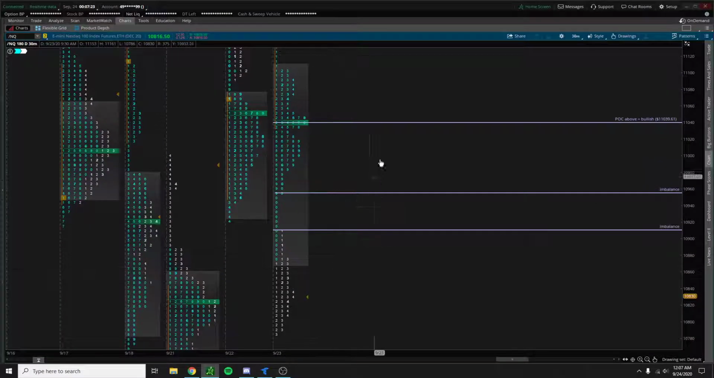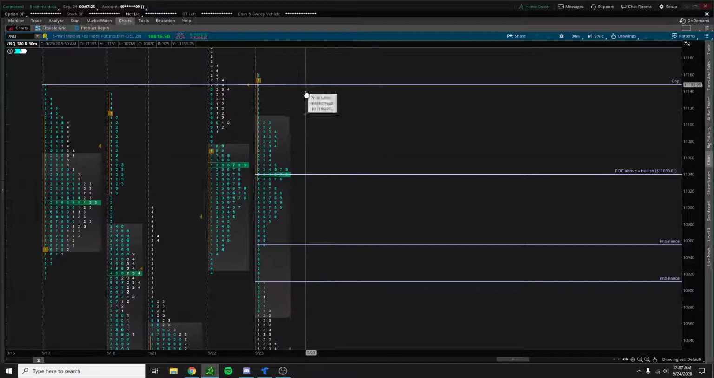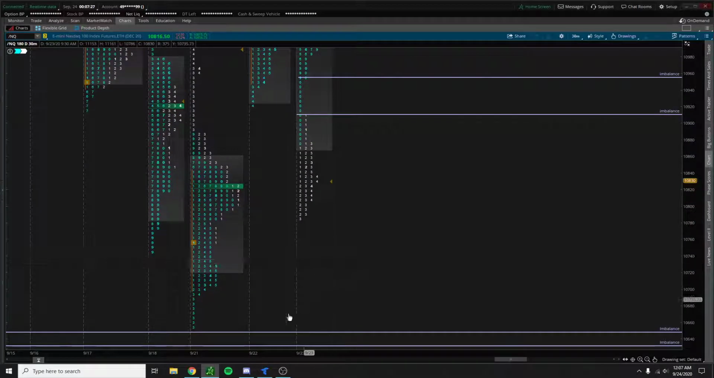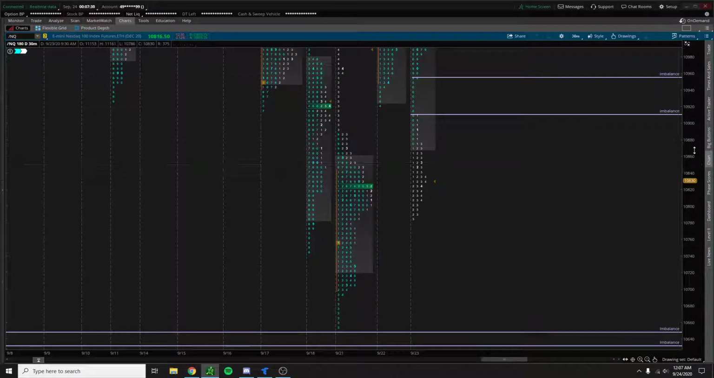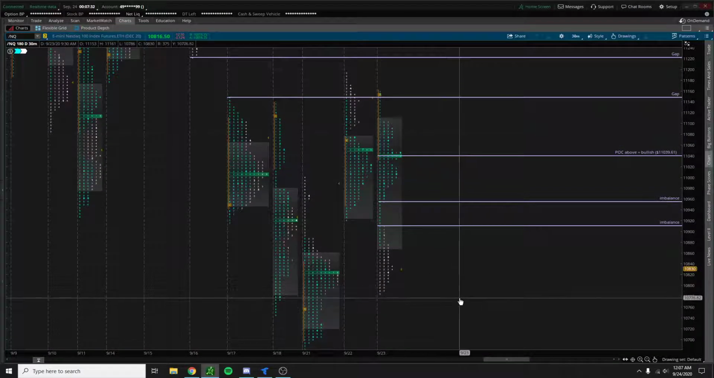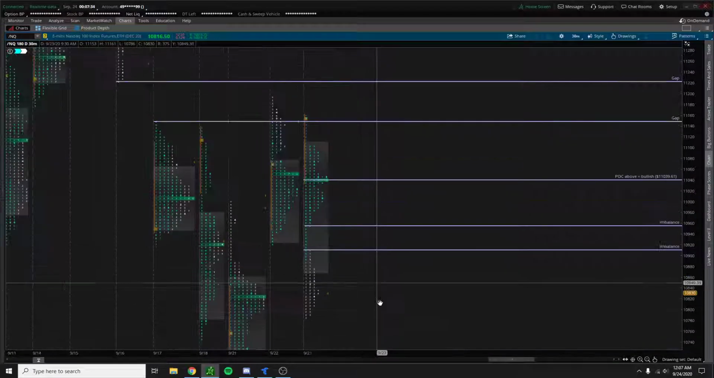Apart from that, above this point of control, we're going to be bullish. Below it, pretty much bearish. Obviously, expecting continuation to the downside. Yeah, nothing too complicated. Pretty much the same thing.